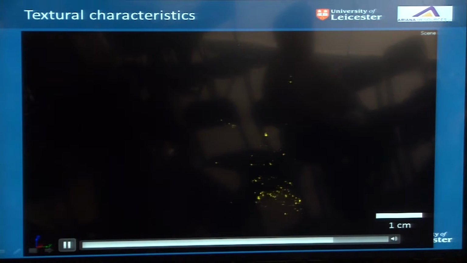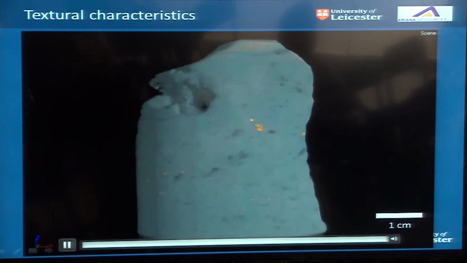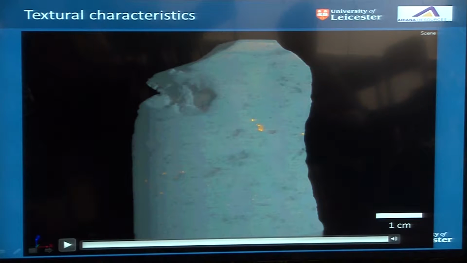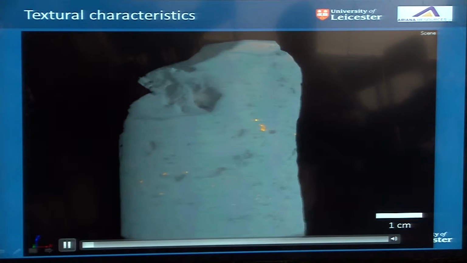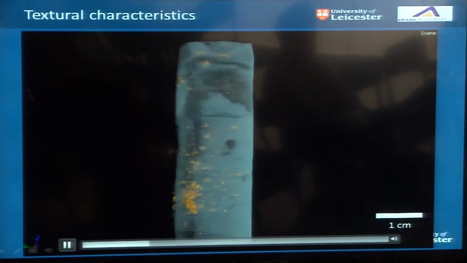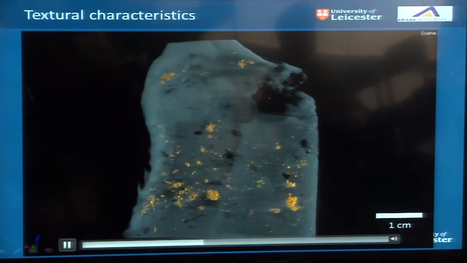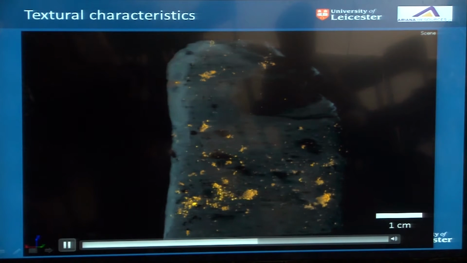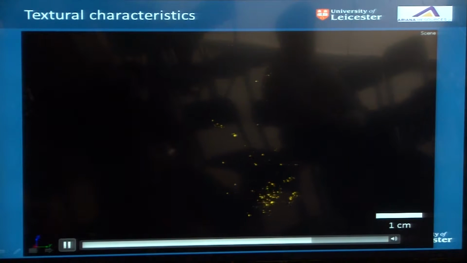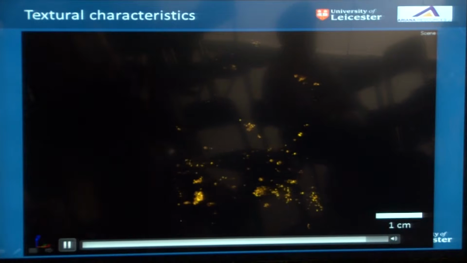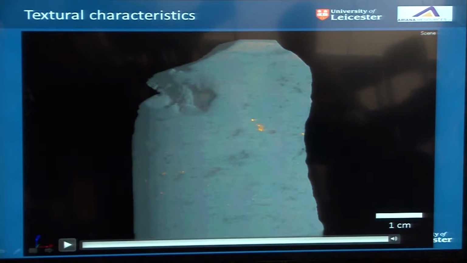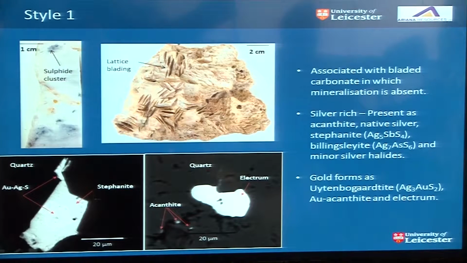Okay? So we can see that they're not distributed homogeneously. If we cut a thin section through there, for example, we wouldn't see anything. If we cut it through there, then we'd see quite a lot. So it immediately gives us a much greater degree of confidence in what we're seeing. So that's in terms of the texture. So we can classify that on its texture.